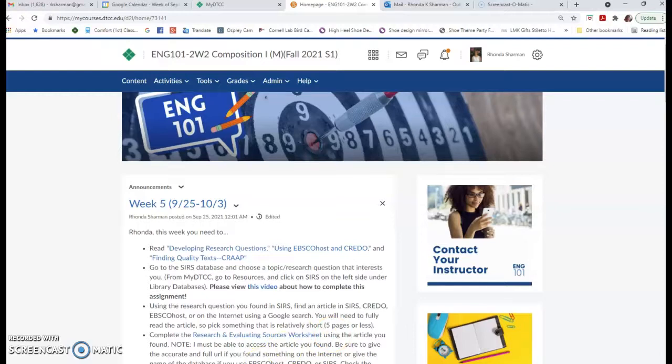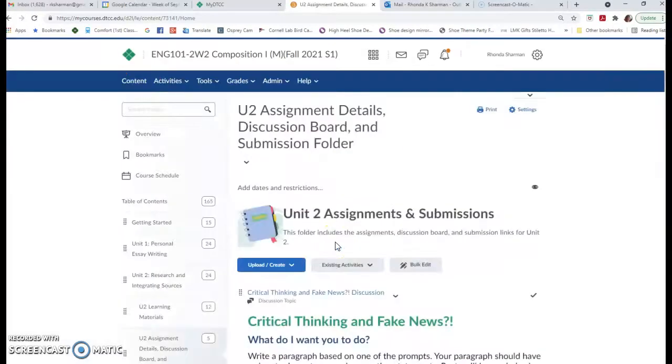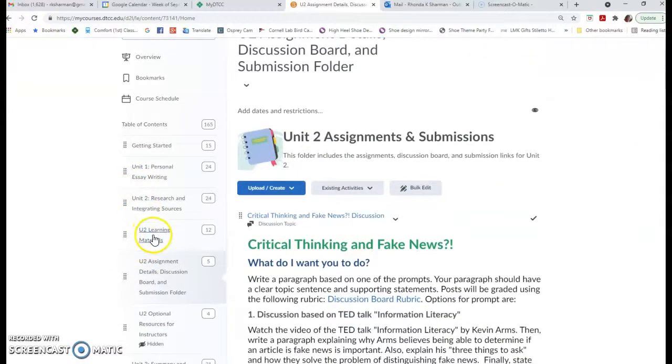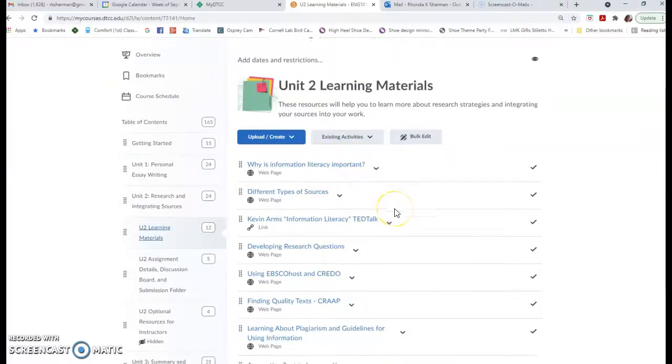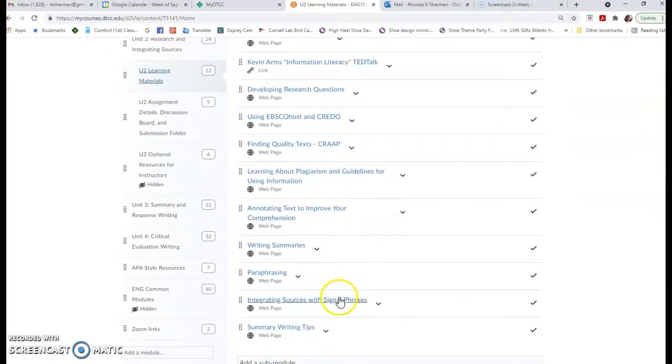So one of the things you need to do before you do this assignment is to make sure that you go to the Unit 2 learning materials. We have gone through a lot of these, but this week you want to focus on writing summaries, paraphrasing, and integrating sources with signal phrases. This is your instruction for how to do the assignment this week.